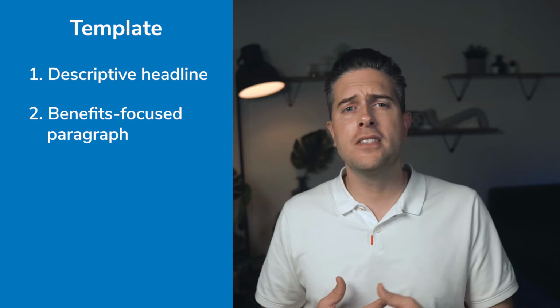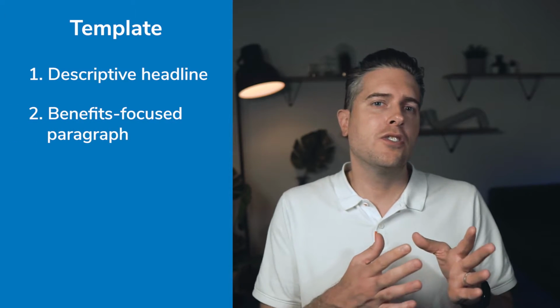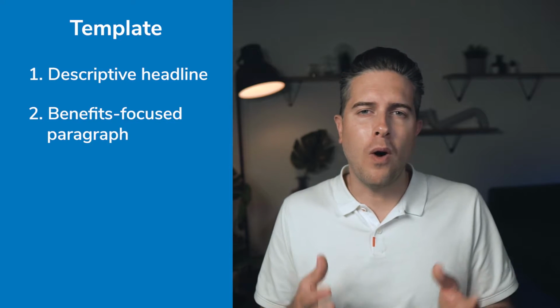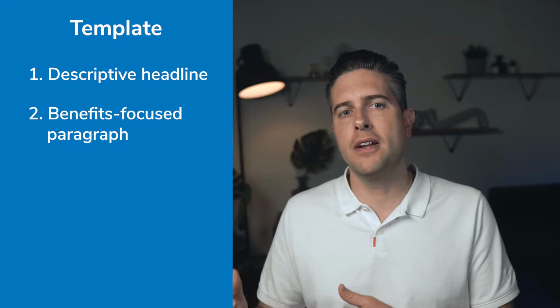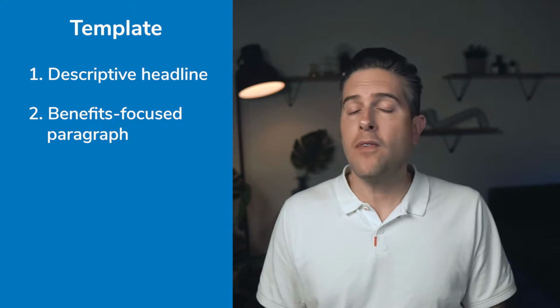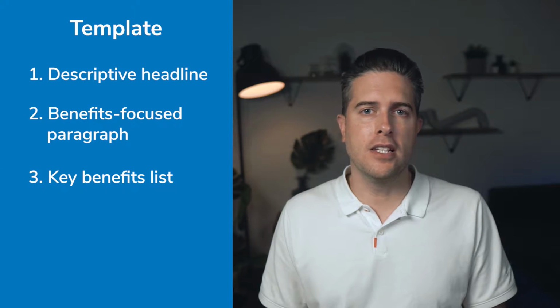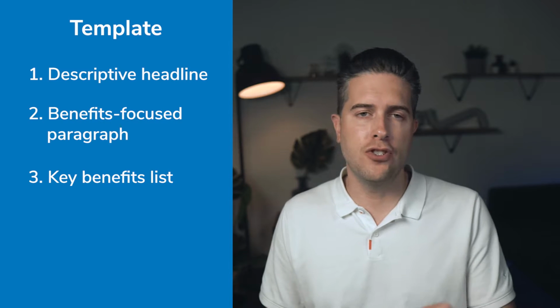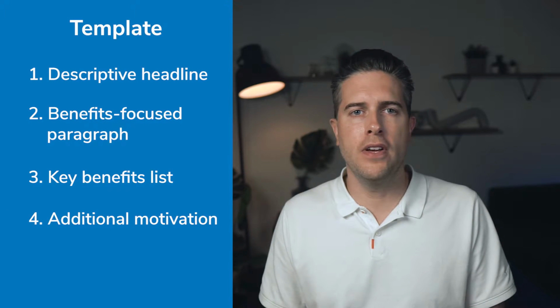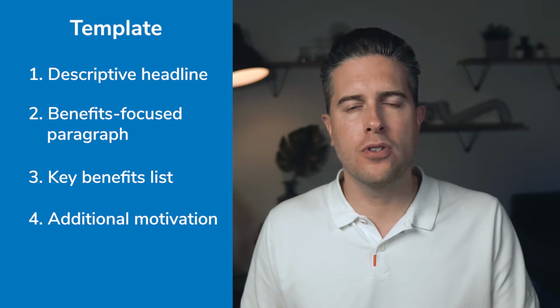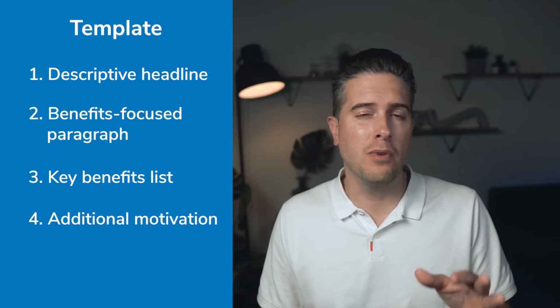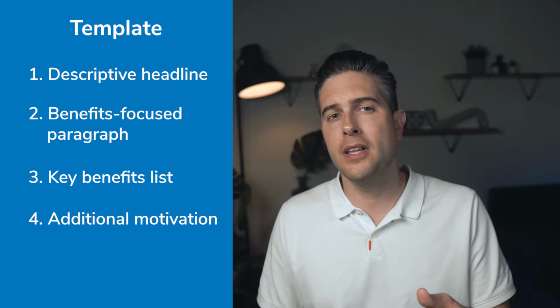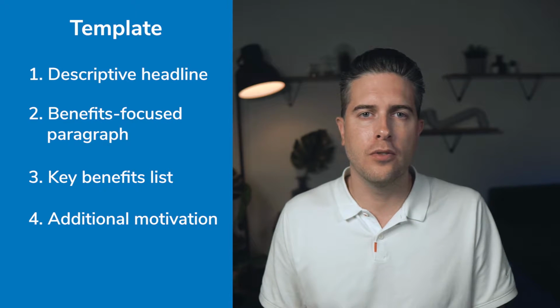Use a benefits-focused paragraph, a descriptive paragraph to explain why exactly customers benefit from using your product. Follow with a key benefits list. This is a bulleted list of key product details and features. Add additional motivation. Minimize any remaining purchase hurdles, such as will it fit, do others like it, with things like credibility, social proof, and product reviews.